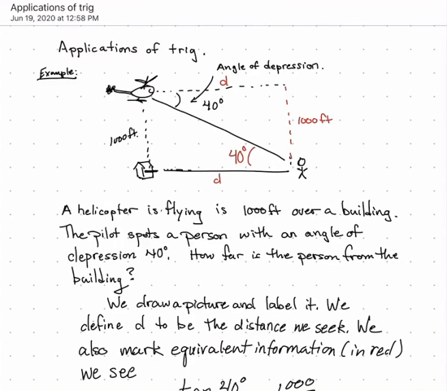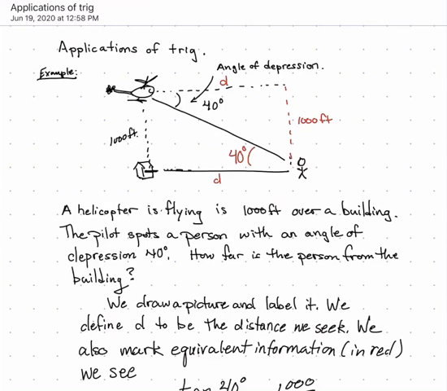Okay, here we're going to talk about applications of trig. I'm going to just give an example and then mention a little bit of vocabulary. Here's one example. So we have a helicopter. A helicopter is flying at 1,000 feet over a building. The pilot spots a person with an angle of depression of 40 degrees. How far is the person from the building?